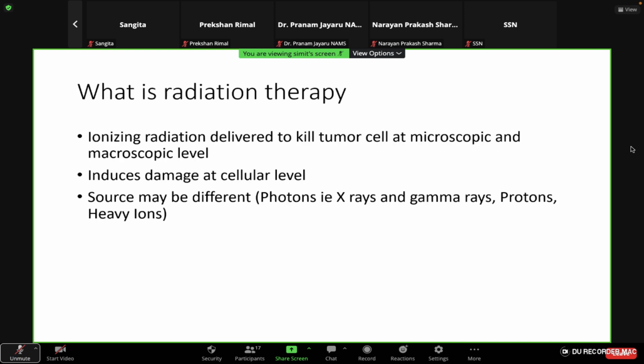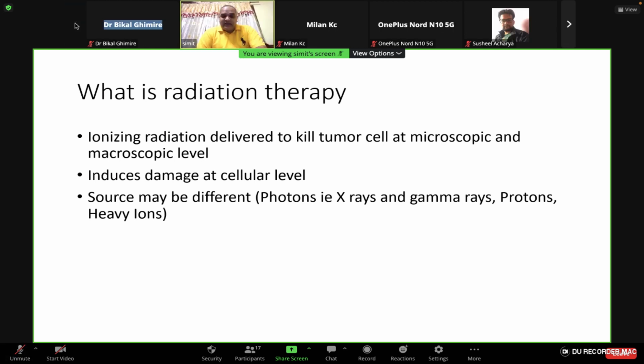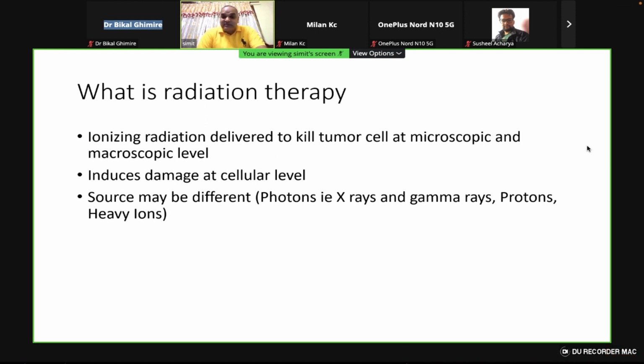So radiation therapy, as you must have known, is ionizing radiation delivered to kill tumor cells at microscopic as well as macroscopic level. It induces damage at cellular level, which we all know. The source of radiation may be different. Sometimes it's a radioisotope like cobalt-60, or it can be a linear accelerator, which actually is a large X-ray machine. Or sometimes even heavy ions are used.